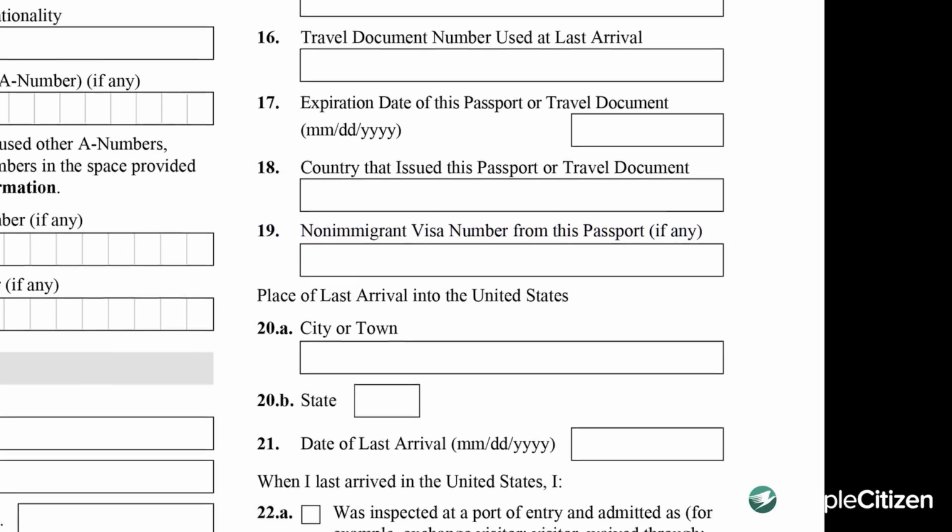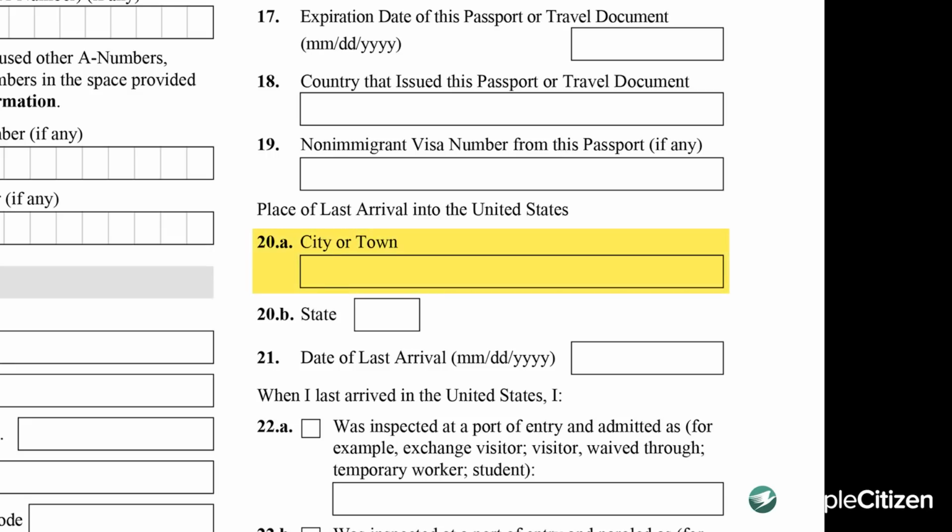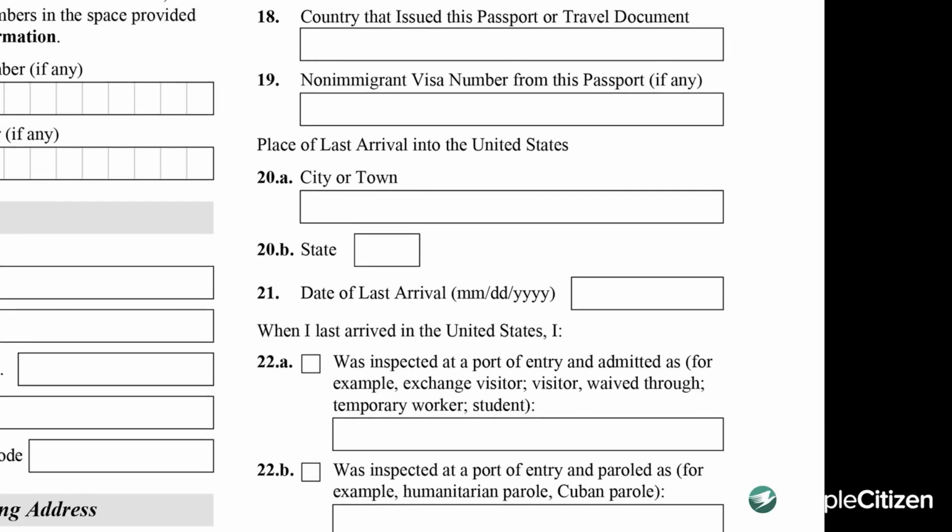Questions 20A through 20B. This is the city or town where you last came into the U.S. If you flew into the country, it will be the city with the airport where you went through U.S. Customs and Border Protection. Question 21. This is just the date when you last arrived to the United States.